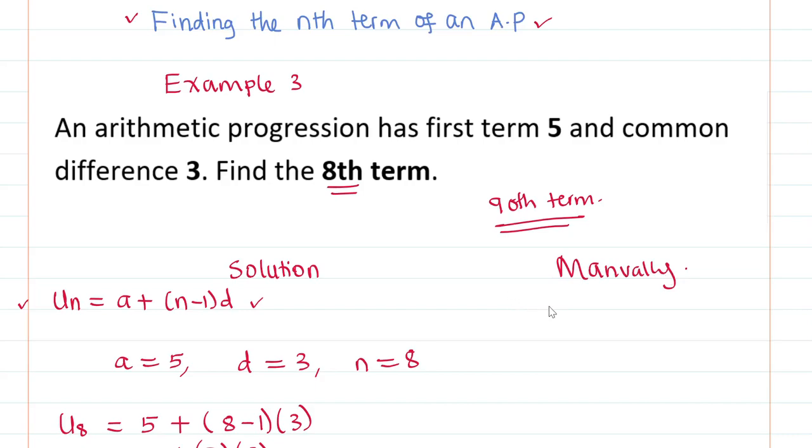You find that they are saying the first term a is 5. Now the next term, u2, becomes 5 plus 3, 8. u3 becomes 8 plus, you just keep on adding the common difference, 3. 8 plus 3, 11. Then u4, 11 plus 3, 14.